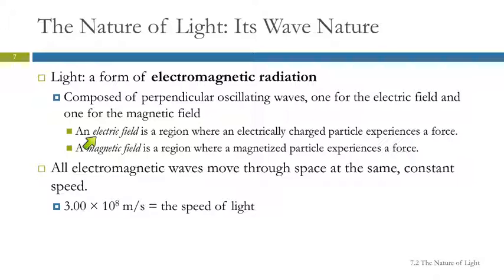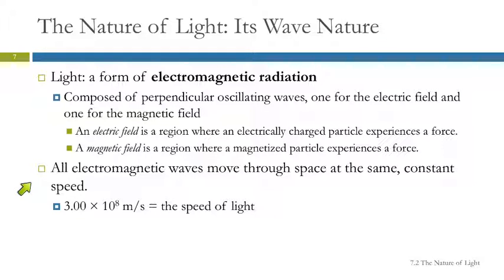An electric field is a region where an electrically charged particle is going to experience a force. A magnetic field is a region where a magnetized particle experiences a force. Something that's not magnetized does not experience a force. So if you have an ordinary kitchen magnet, it has a small magnetic field around it. And if you put it up to a piece of paper or a piece of wood, those objects are not magnetized. They do not experience any force.